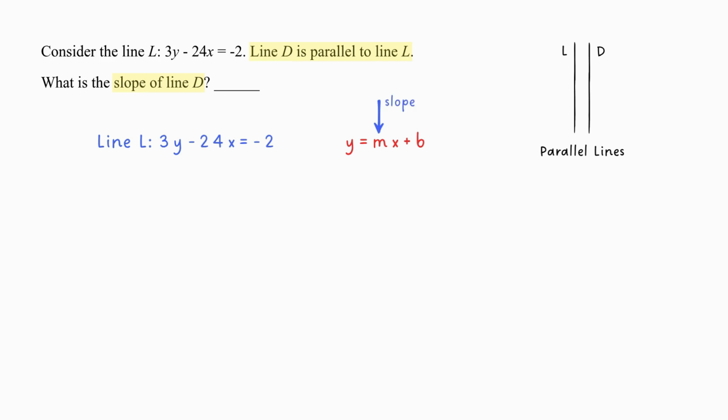Move the x part to the other side. Do this by adding 24x to both sides. Get y completely by itself. Do this by dividing every number by 3.